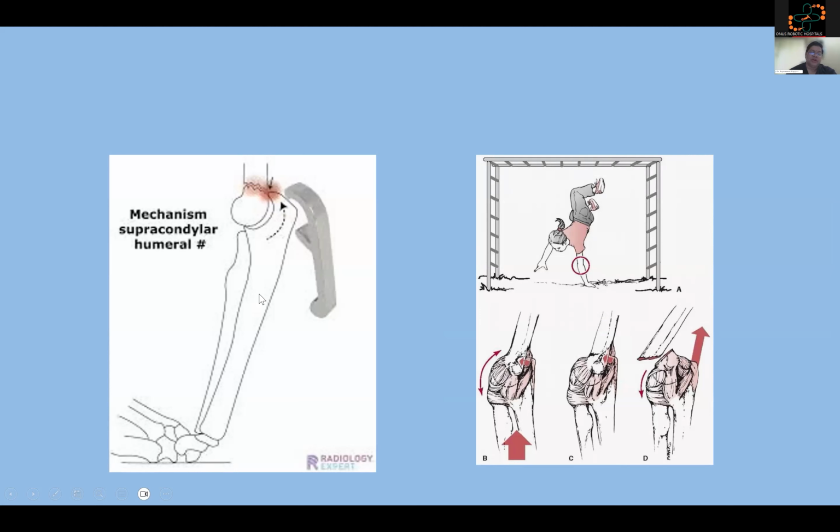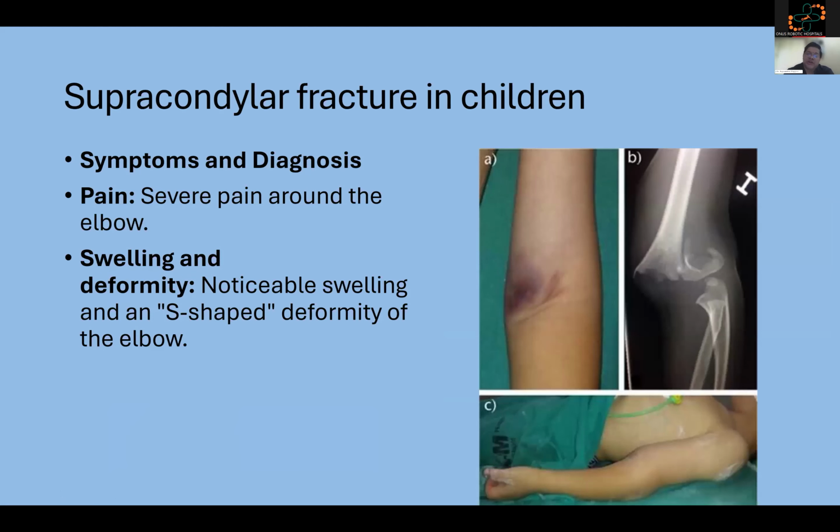So this supracondylar fracture happens just above the elbow. It's not an intra-articular fracture of the elbow. It is actually an extra-articular fracture. As for symptoms, there will be very severe pain, swelling, and a noticeable deformity, and even the slightest movements will cause severe pain in the baby's hand.